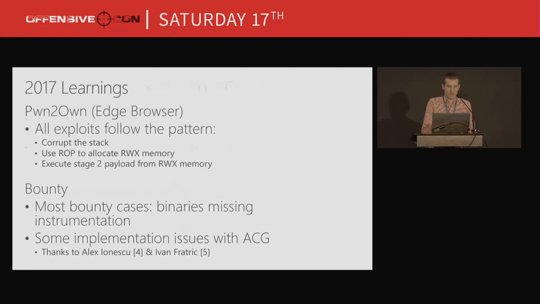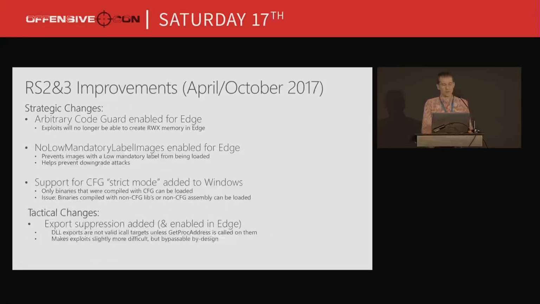But we did receive a few interesting bugs in arbitrary code generation, which I'm going to talk about here in a second. Arbitrary code generation is our dynamic code restriction pillar. So this prevents a process from allocating new executable memory. And so with this change in place, it should no longer be possible for attackers to use a ROP payload to VirtualProtect read-write-execute memory. We also enabled the no mandatory low label images mitigation for Edge. That's a very long mitigation name.